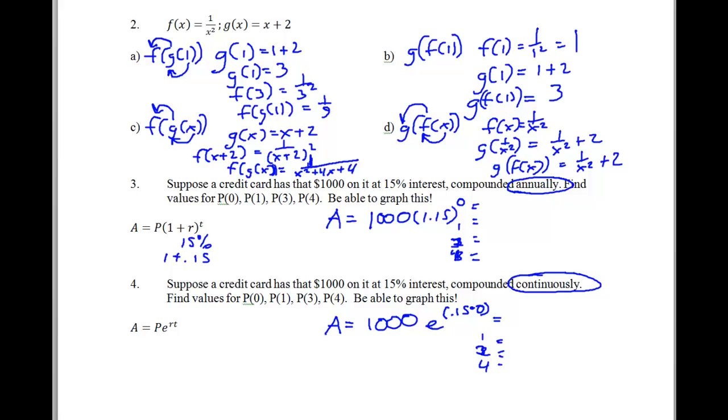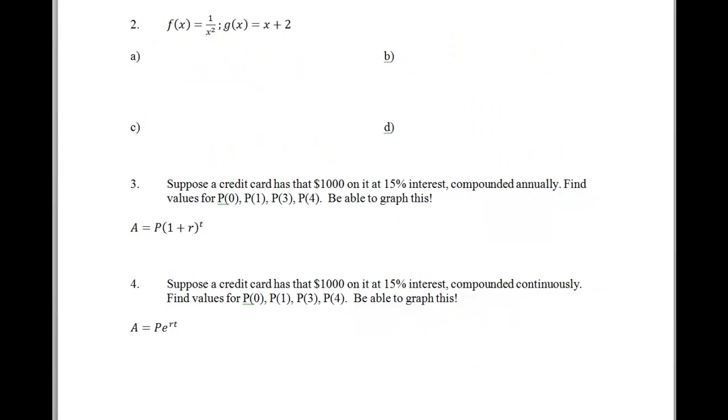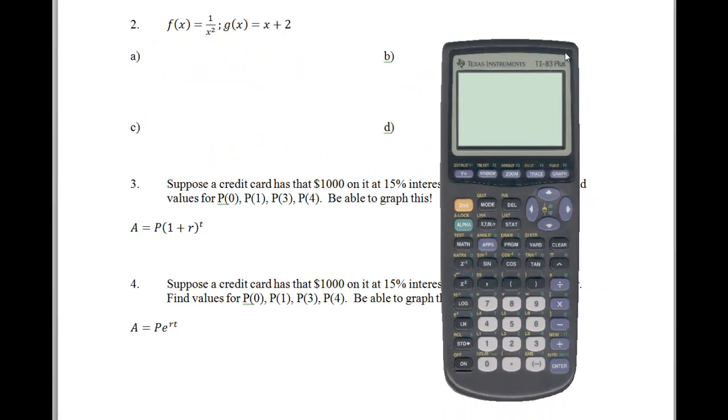Now what I'm going to do, which is going to erase all this on the screen, is show you how to do this on the calculator. So let's turn this on and go to your y equals. To do the first one, you can type in 1,000, and then after that you're going to type in parentheses 1.15, and then caret x. Now, you can go to the table, and you can actually see what the values are for this.